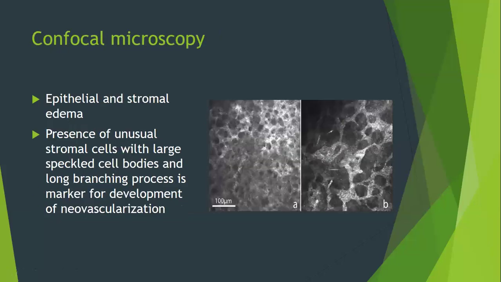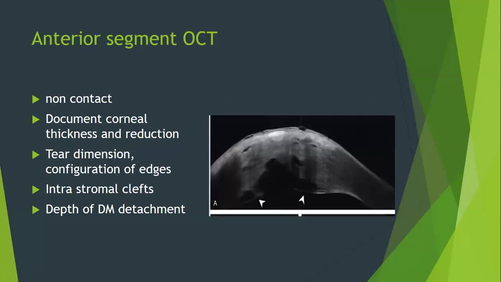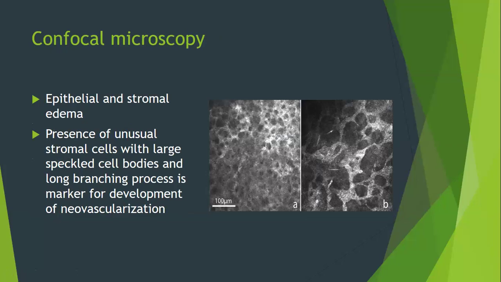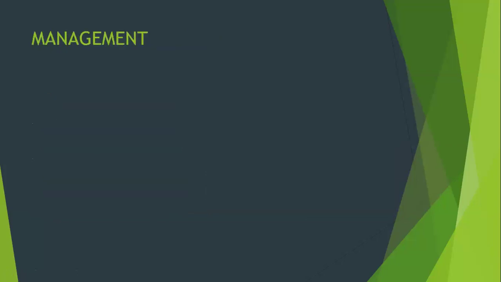There is another technology just for academic purpose. Honestly, I have never done that, but confocal microscopy shows you epithelial and stromal edema. But the main advantage is that if you see unusual stromal cells like this with large speckled cell bodies and branching processes, they say that this is a marker for development of neovascularization. This is just for academic purpose, but if you have slit lamp and OCT, you are good to go. So you document the pathology, you find out the extent, and then you plan your treatment.